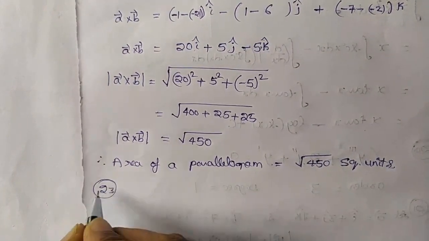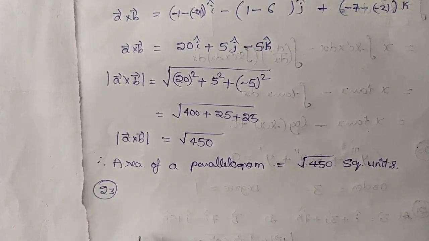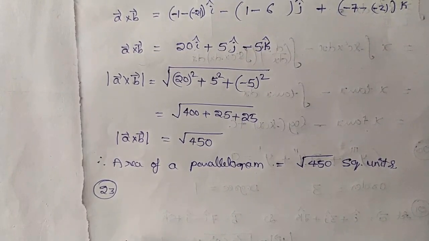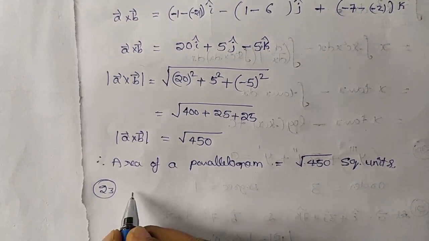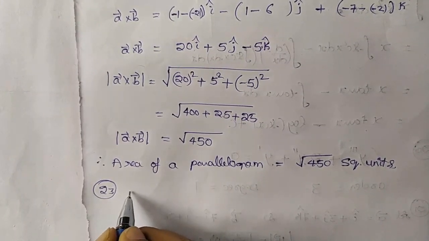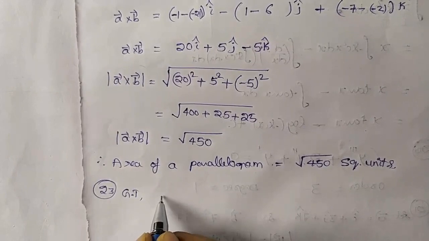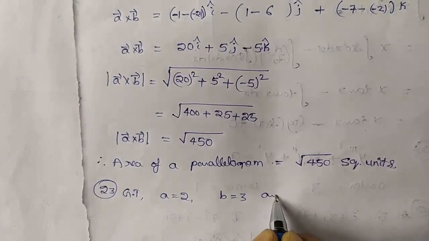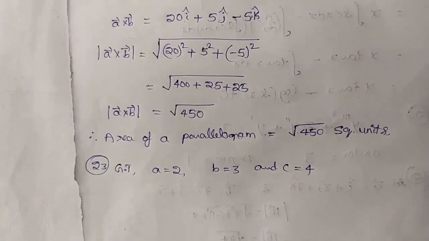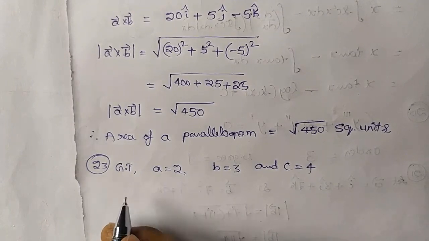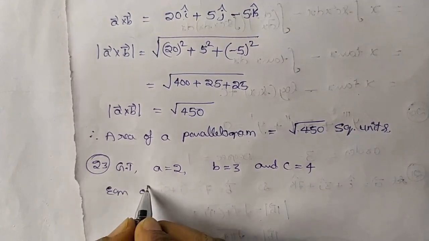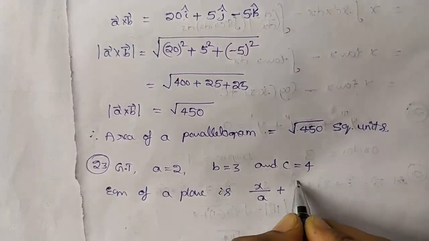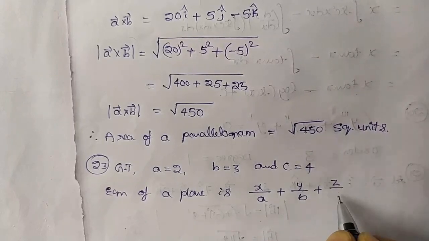See the 23rd question in your question paper. Find the equation of the plane with the intercepts 2, 3 and 4 on x, y and z axis respectively. We know that equation of a plane, first given intercepts a equals to 2, b equals to 3 and c equals to 4. Now write the equation of a plane in intercept form. Equation of a plane is x by a plus y by b plus z by c equals to 1.